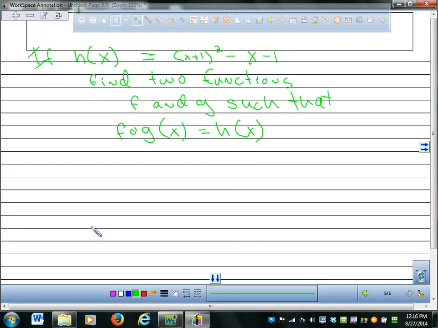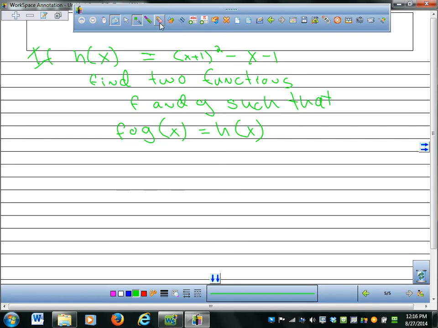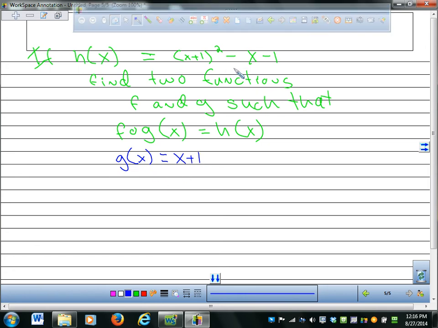Anyone? Is it like g of x equals x plus 1, because it's like inside? That girl is right on it. Okay? So yes, that's what you do. You say that. You have to be kind of clever still, though. So if g of x is equal to x plus 1, what can I plug x plus 1 into to get this expression?